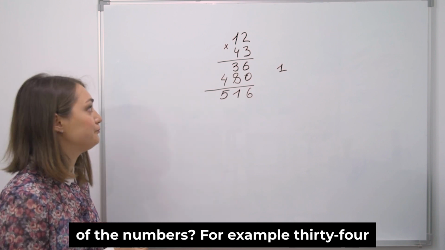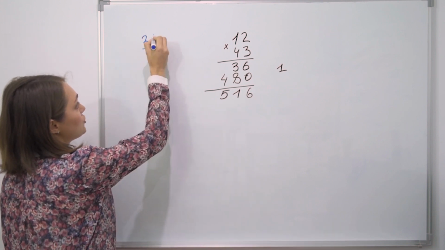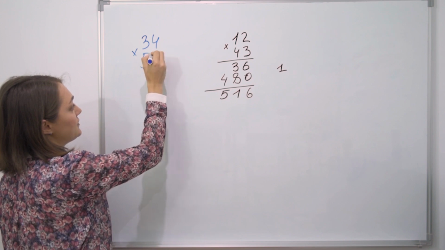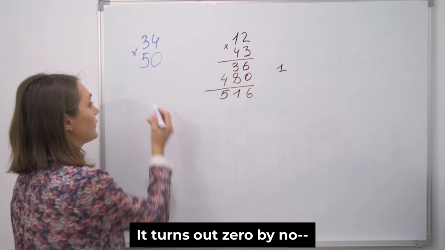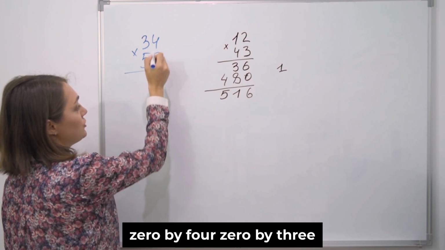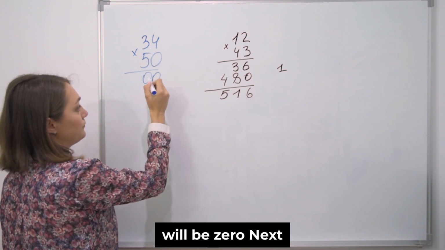For example, 34 by 50. When we multiply by 0, we have 0. It turns out 0 by nothing. 0 by 4, 0 by 3 will be 0.